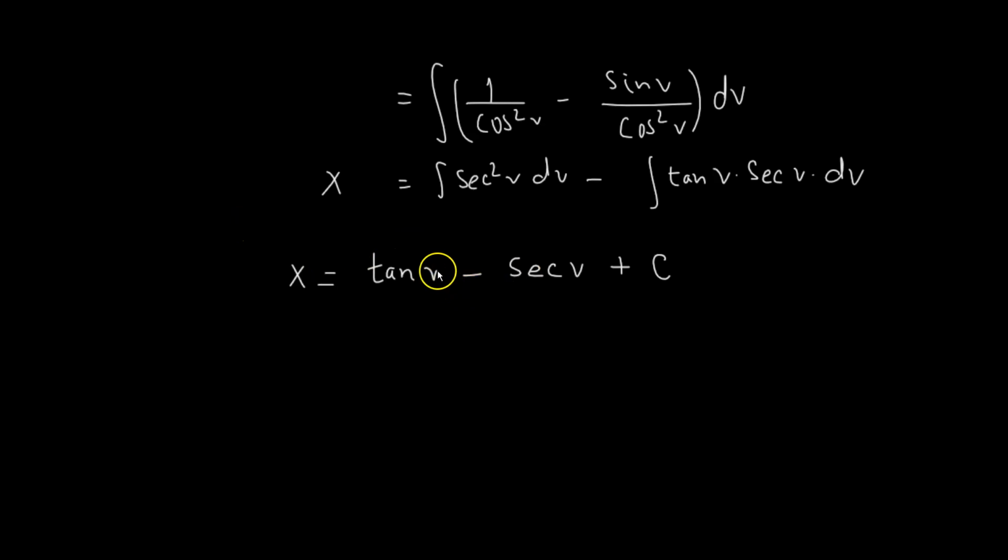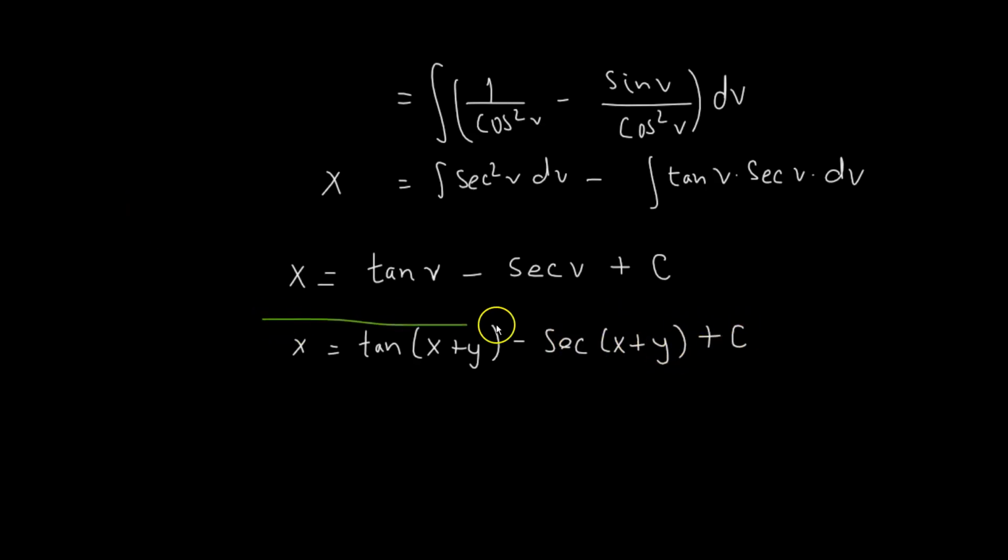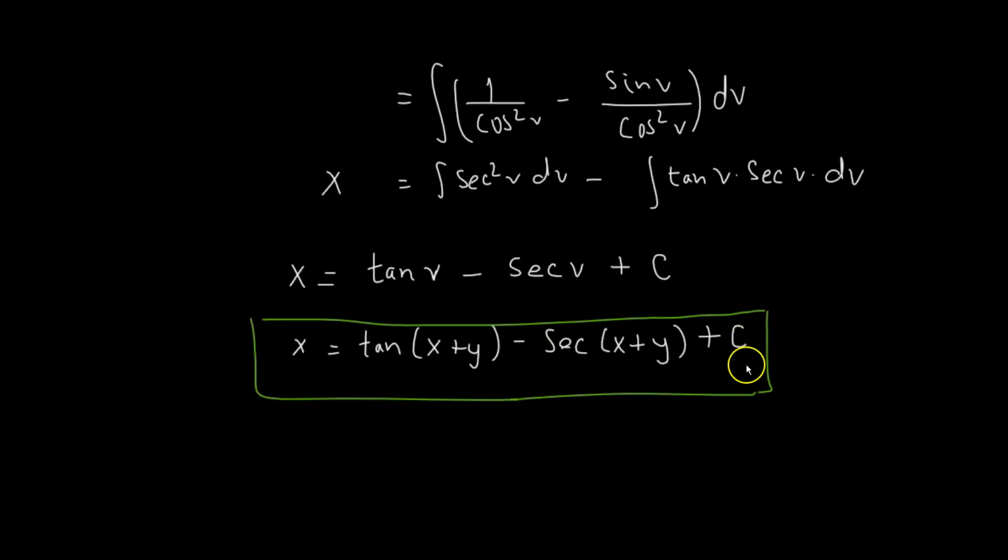So this is our solution, but we have to replace v with x plus y. So we'll get x equals tangent of x plus y minus secant of x plus y plus the constant of integration c, and this is going to be the required solution to our given differential equation.